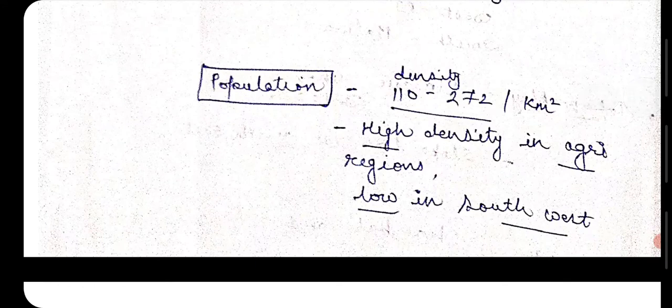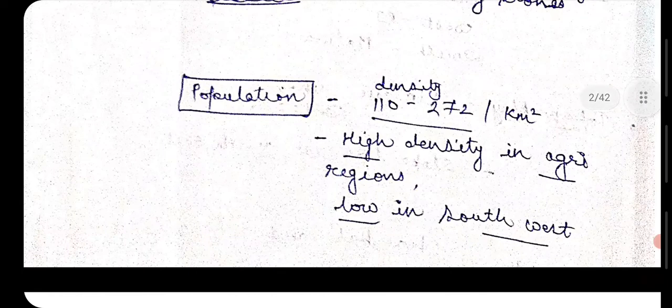Population density is around 110 to 272 per square kilometer. Density is high in agricultural regions and it is low towards the southwest. So density is higher in the northeast and it decreases towards the southwest.